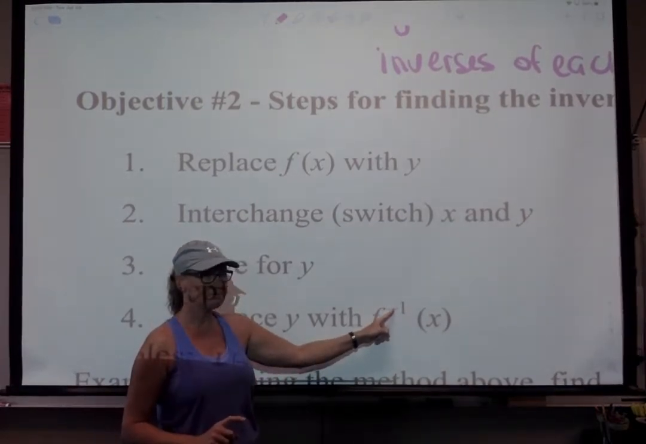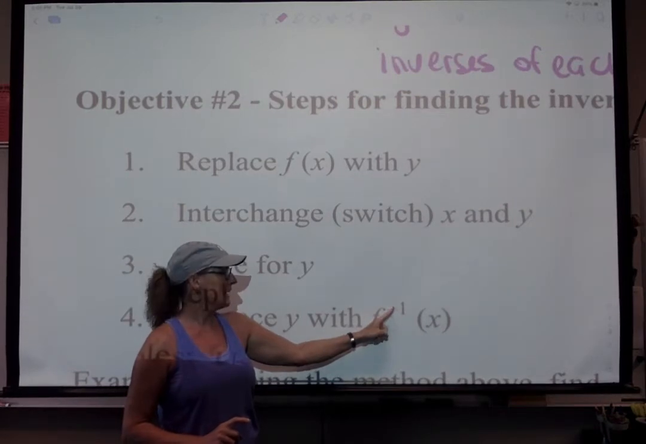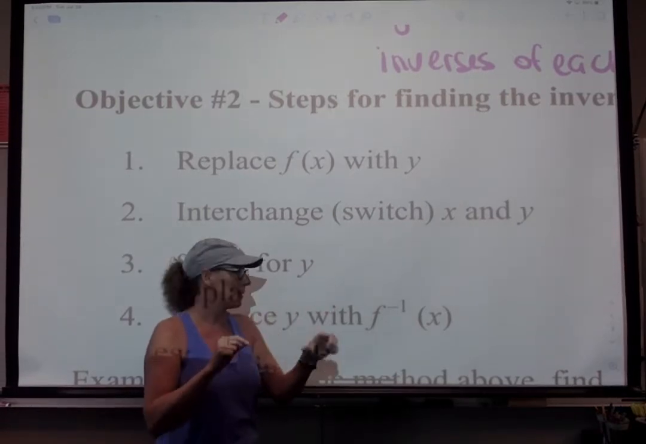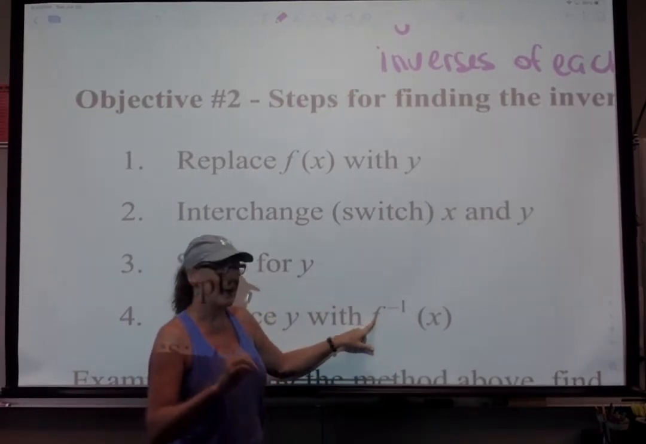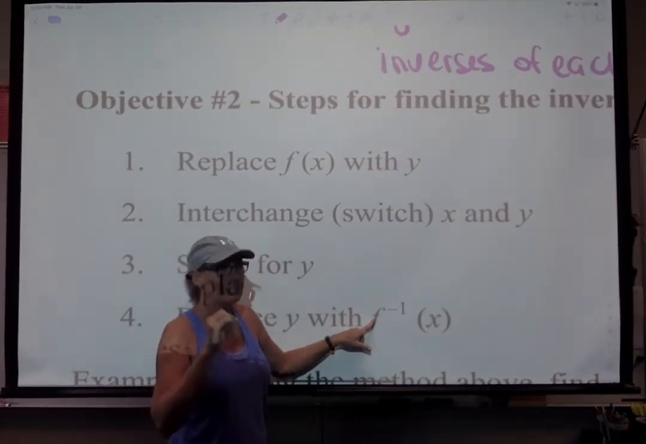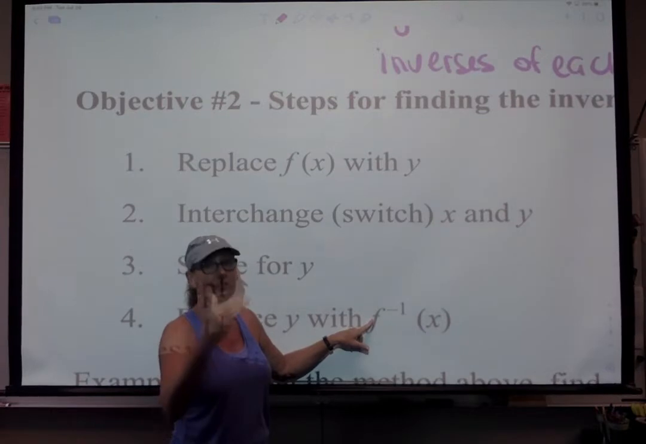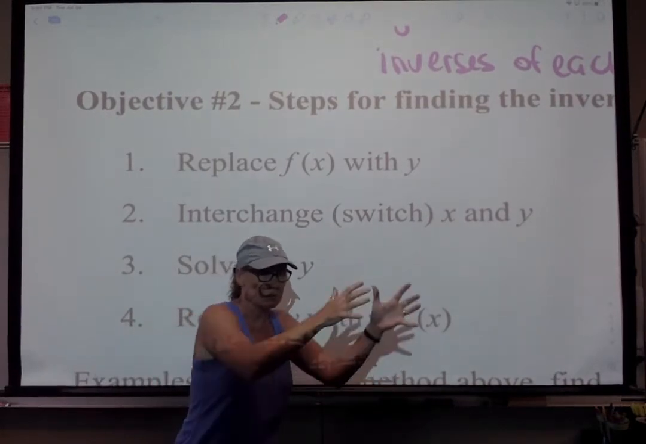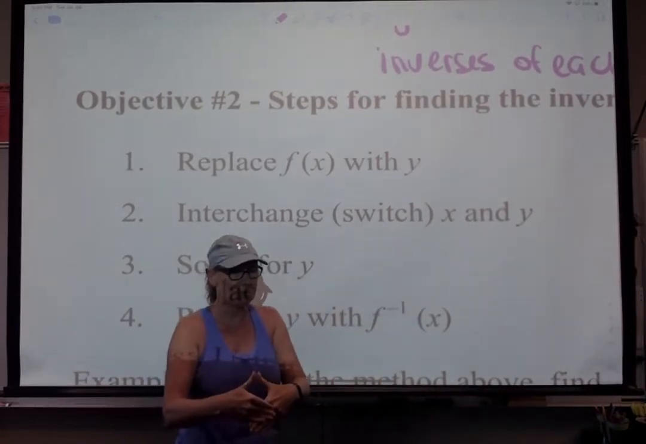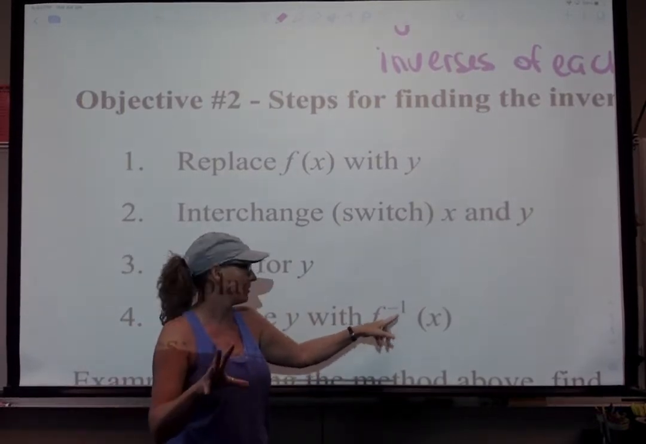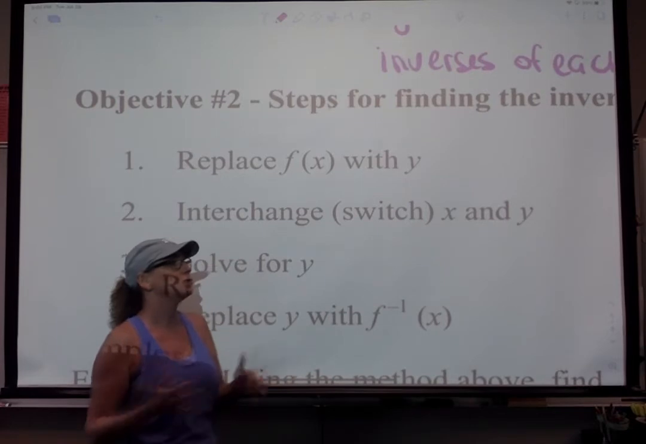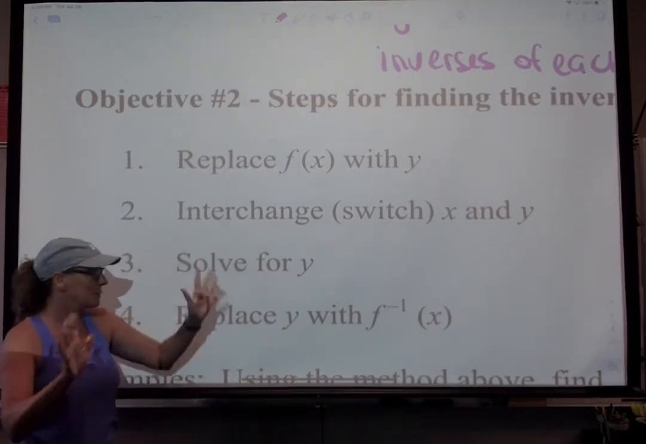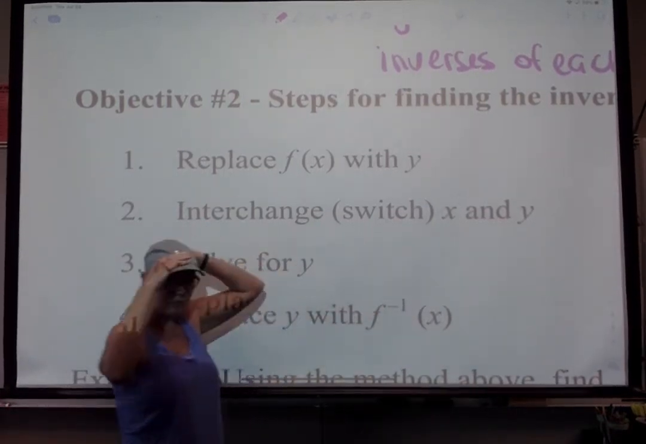This looks like an exponent. If this were on the letter x, it would be an exponent. If this were on a number, it would be an exponent. Because this is on f, it's on a function, it doesn't mean it's an exponent. It means the inverse of. When you embed this function into this one, and when you embed this function into this one, it simplifies to x. That's what that means. Completely different than treating it as an exponent. You just have to look at the context of the problem. Okay, but anyway, that's what you're going to replace it with. You're going to be done. You're going to circle your answer.